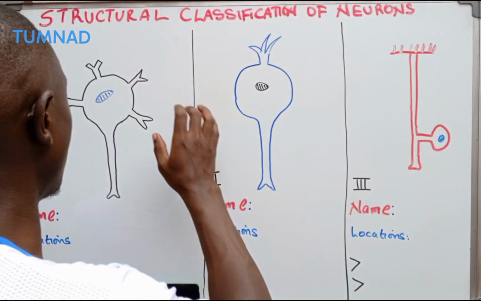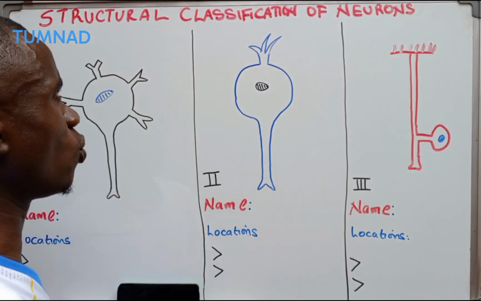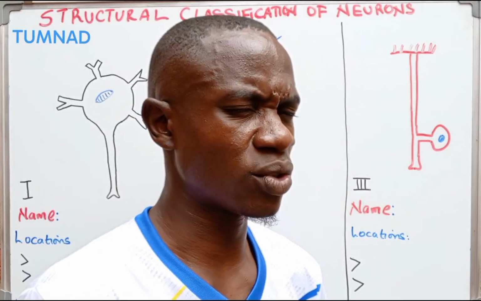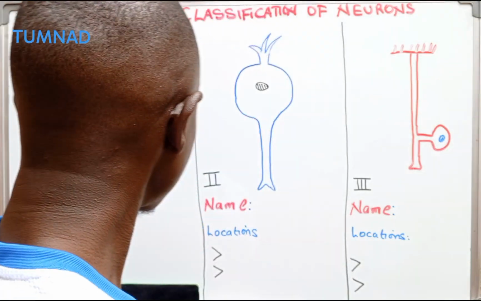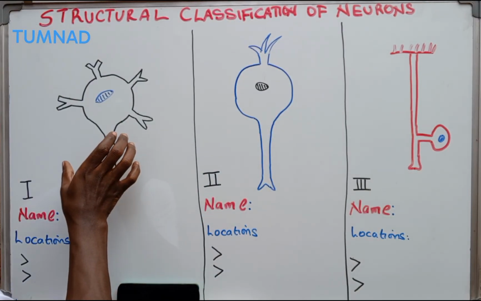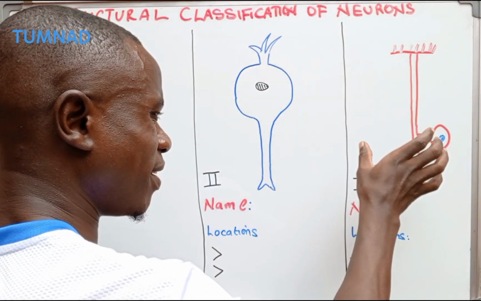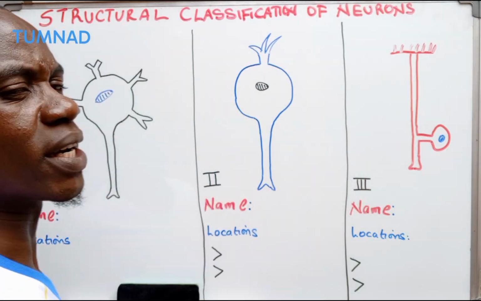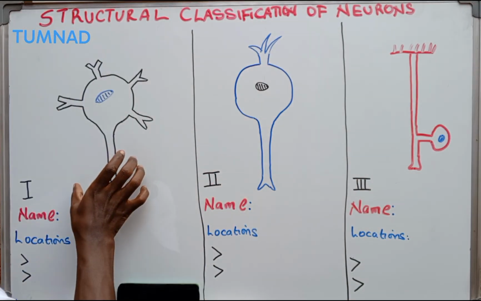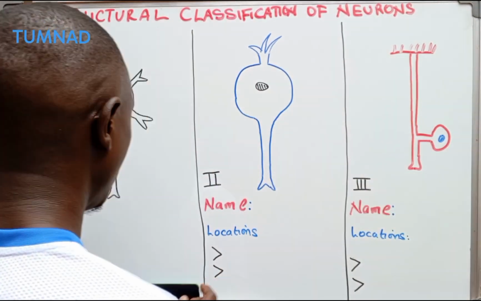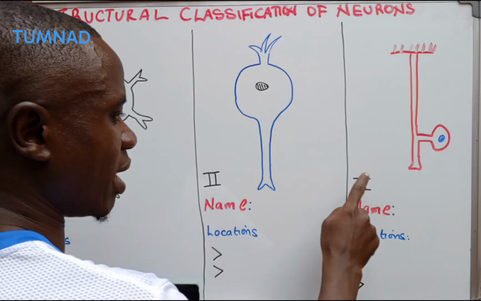And in today's video, we are going to be majorly focusing on what we call the structural classification of neurons. Here we have brought three diagrammatic illustrations of different types of neurons by structure. We want to see how they are going to be different from one another. We have diagram 1, diagram 2, and diagram 3.